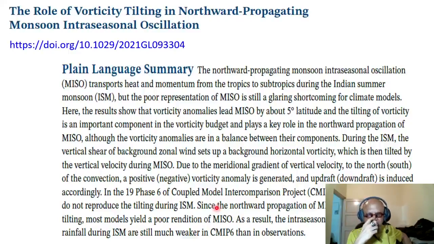In phase 6 of the Coupled Model Intercomparison Project, CMIP6, most models do not reproduce the tilting during ISM. Since the northward propagation of MISO depends on vortex tilting, most models yield a poor rendition of MISO. As a result, the intraseasonal rainfall and mean rainfall during ISM are still much weaker in CMIP6 than in observations. So note the words here. It says vortex tilting is an important process. It doesn't say that it controls intraseasonal variability.